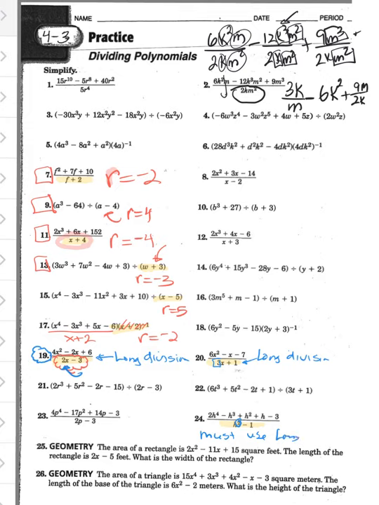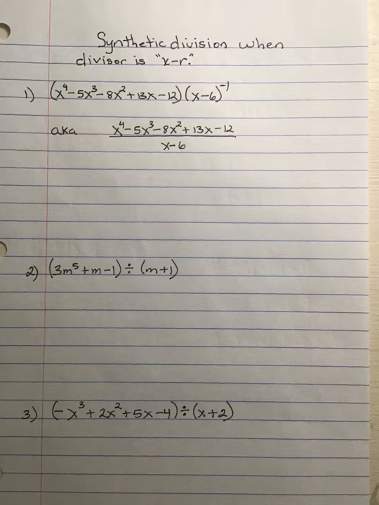Okay, so let's do some problems on synthetic division. Okay, so this is going to be weird at first. So notice that the problem is using the -1 exponent. Remember, that's just a fancy way of writing this. So it's just another way of writing division. And what is our r in this problem? Correct. The r is 6.